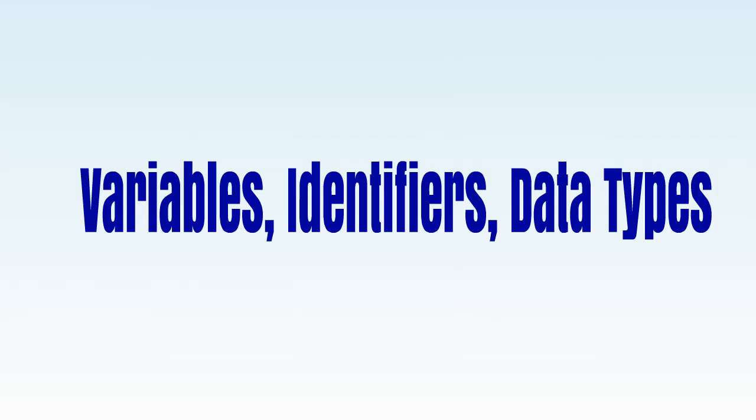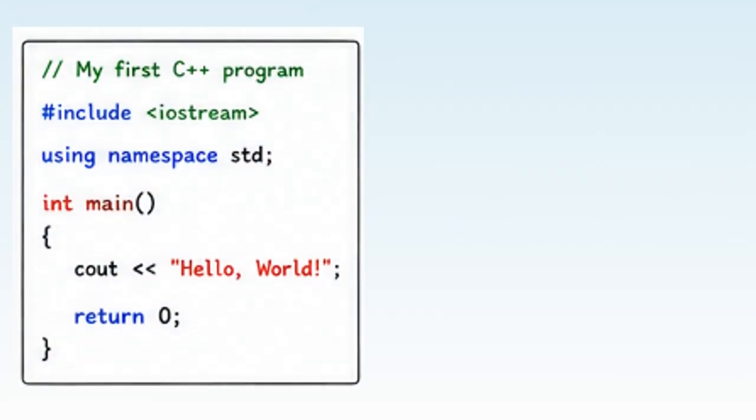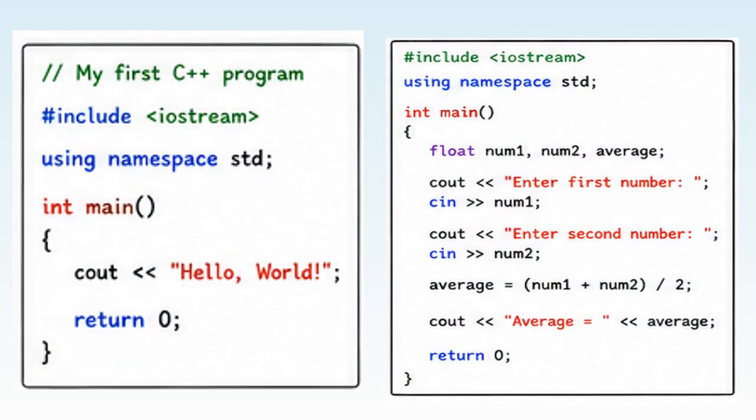Welcome back. In the previous lesson, we learned how to write, compile, and run a C++ program. We also practiced the Hello World and average programs using the Borland C++ software. As part of the average program, we use a few variables such as num1, num2, and average. Although we use these variables, we still need to learn what they are and how to define them correctly. In this lesson, we'll learn about variables, identifiers, and data types, three of the most important concepts in programming.